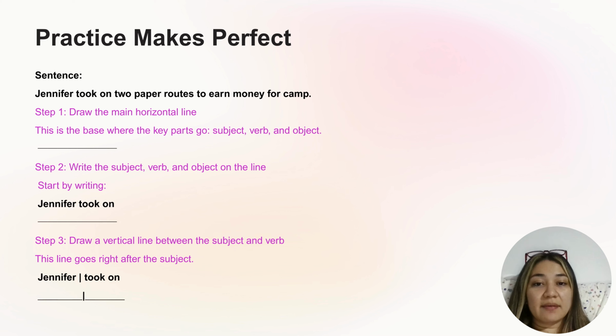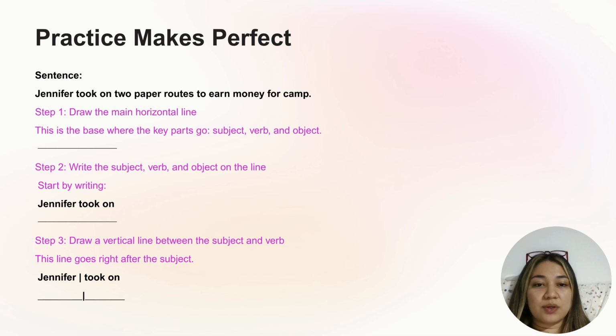Then we have the structure of the sentence that we used in the first example, but we are going to draw it step by step to learn how to write a vertical line and a horizontal line, right? So the first step, draw the main horizontal line.